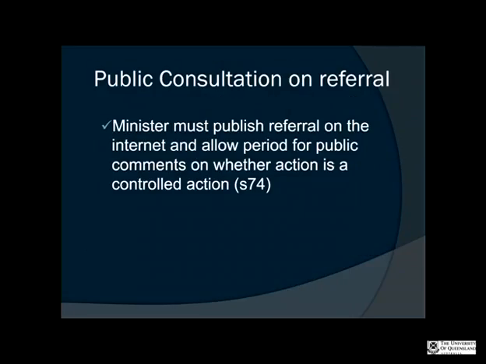The referral itself, so this isn't even the environmental impact statement, but the referral itself is going to be put up on the internet. There'll be a period of time for public comments to be made, and those public comments can say whether or not they believe that the action is a controlled action. So whether or not it's likely to have a significant impact on matters of national environmental significance.